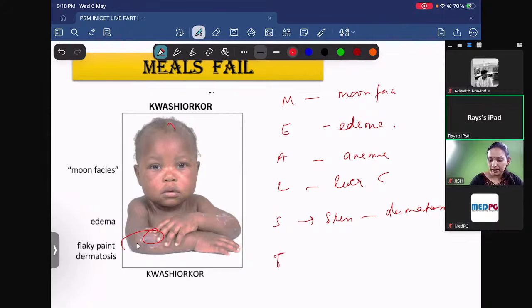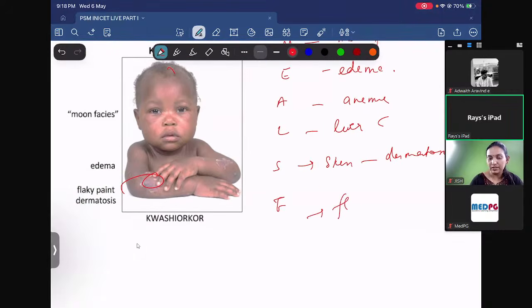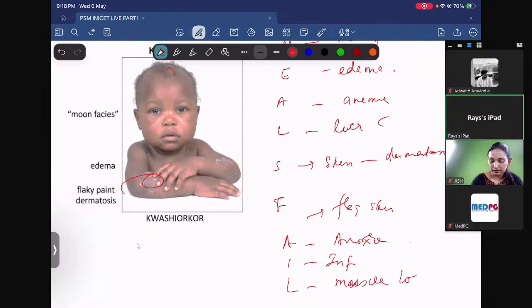And next, fail. F is for flag sign, where you get flag sign in the hair. A is anorexia and apathy. I is again infections will be here also. L is muscle wasting or loss of muscle. And last, one more L is there, that is low albumin. The liver is damaged, so albumin will be low. That leads to edema in the child. So that's about the kwashiorkor baby.